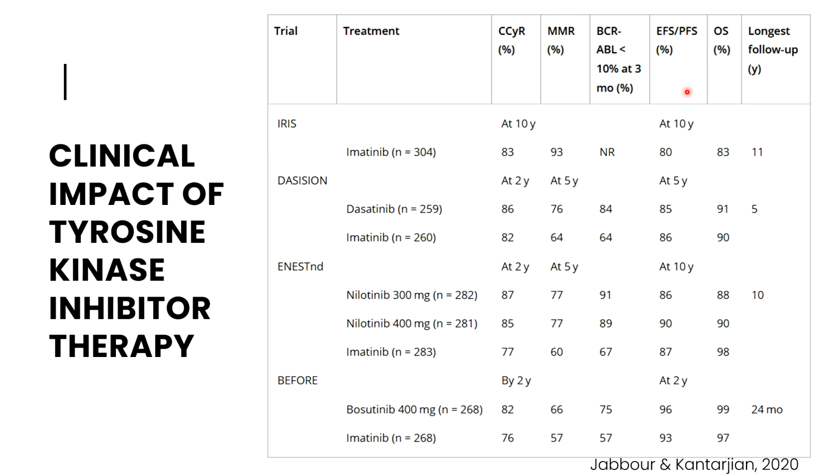Now, let's look at the outcomes most meaningful for our patients. Event-free or progression-free survival, or EFS-PFS, measures how long patients remain free from disease progression, while overall survival reflects the percentage of patients remaining alive during long-term follow-up. Across these clinical trials, survival rates remain consistently high, proving the remarkable impact that TKIs have had on patients.